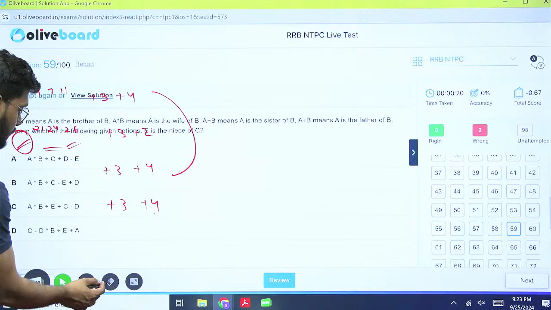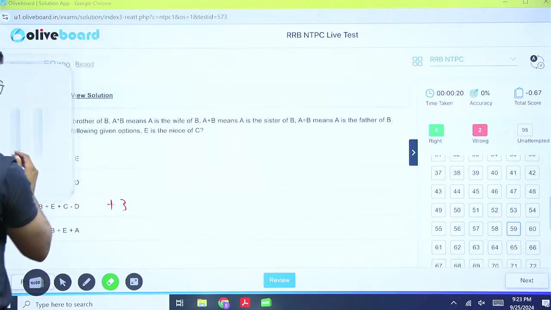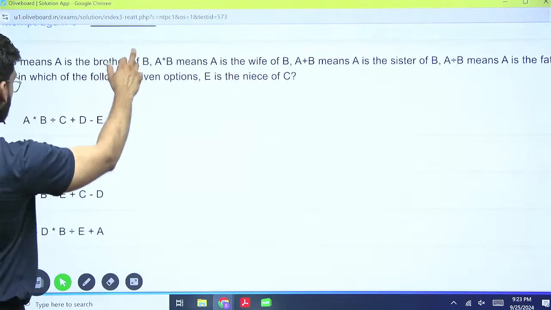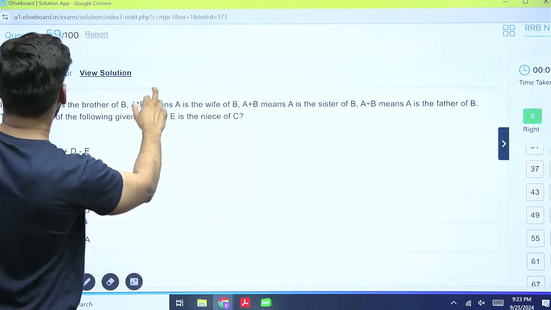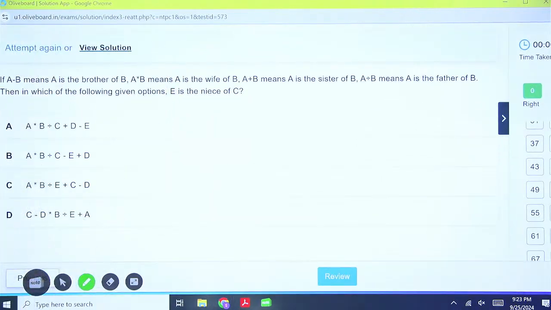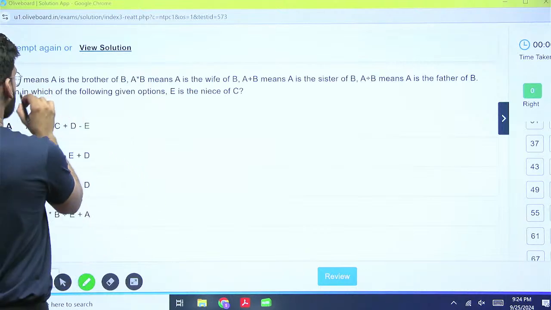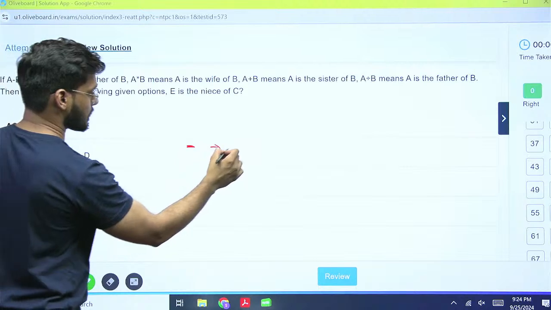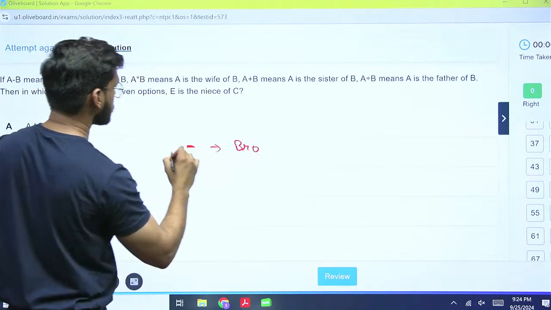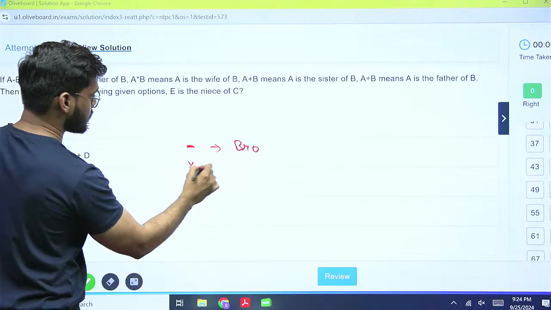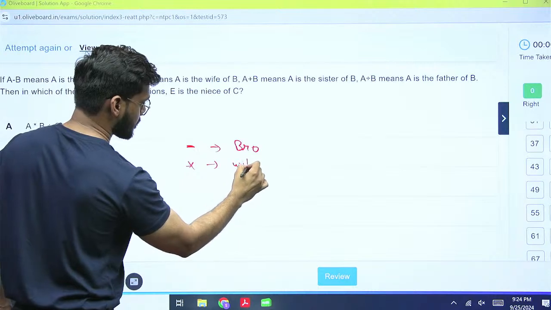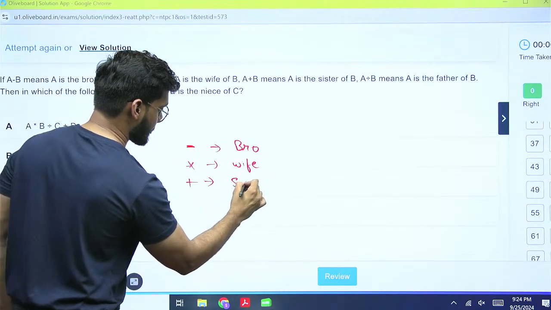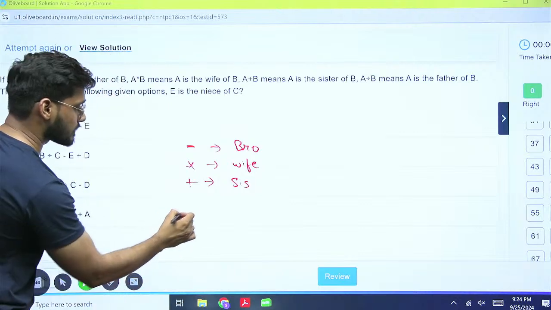We have a question from blood relation, and that too from coded blood relation. A minus B. Let's see. Minus means brother. Star means wife. Plus means sister. Divide means father.